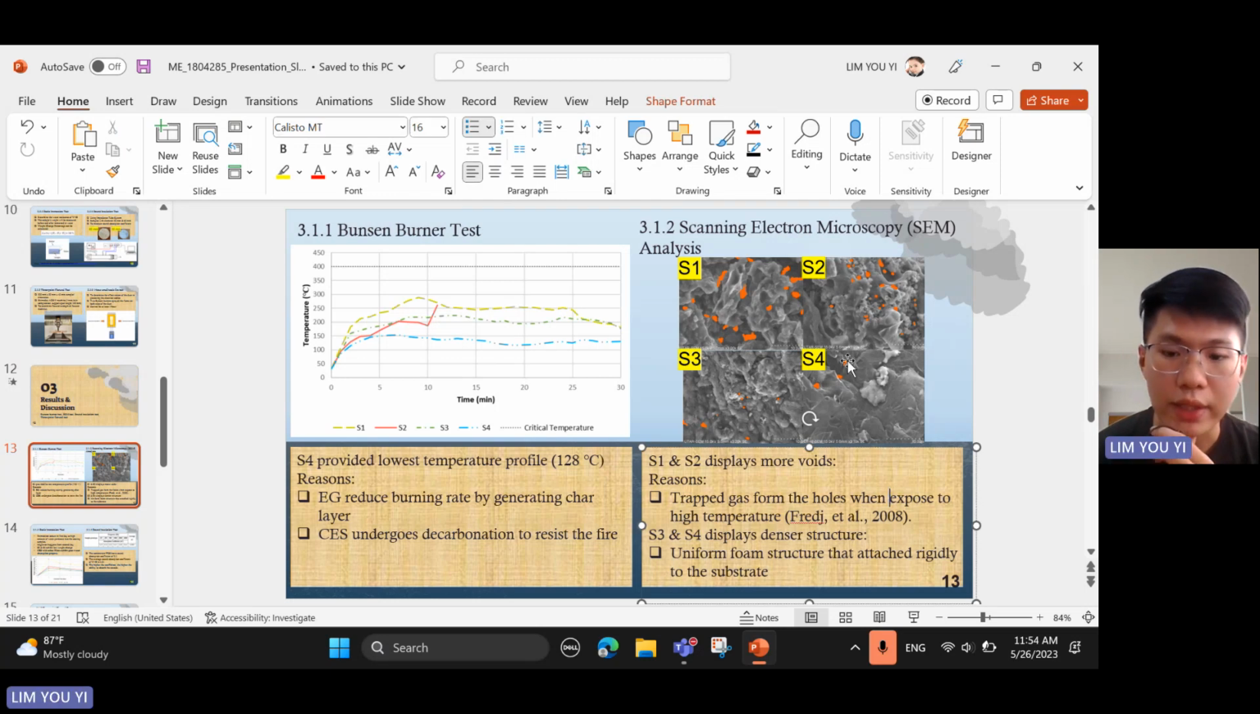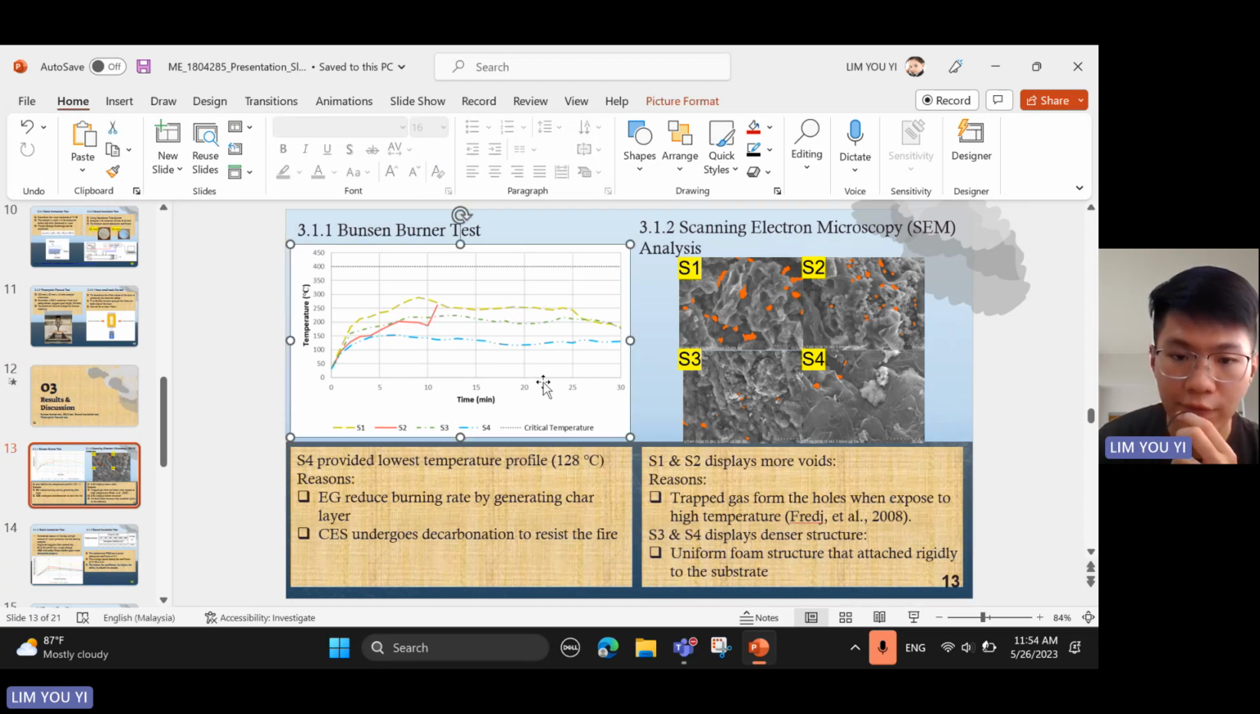Thus, it can be proved that sample number 4 displays a denser structure and a uniform foam structure that can attach rigidly to the substrate. This is the reason why sample number 4 has the greatest ability to provide the lowest temperature profile throughout the Bunsen burner test.